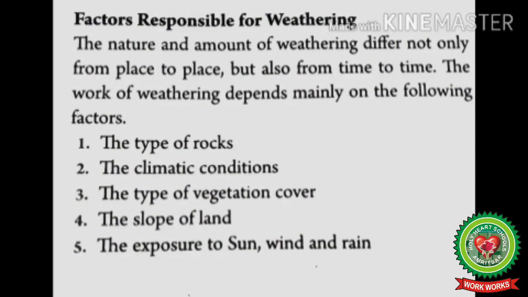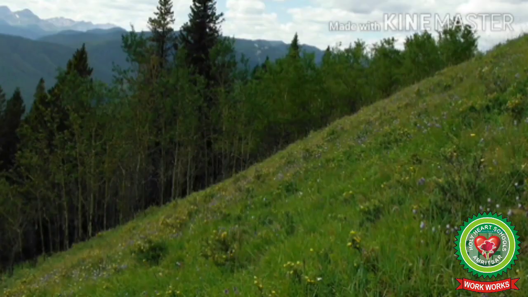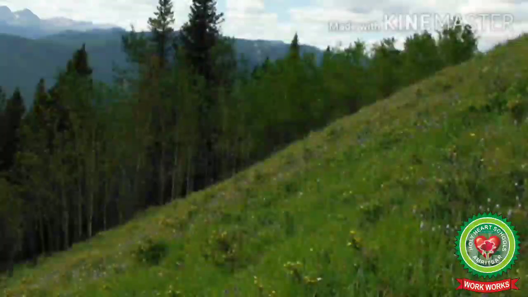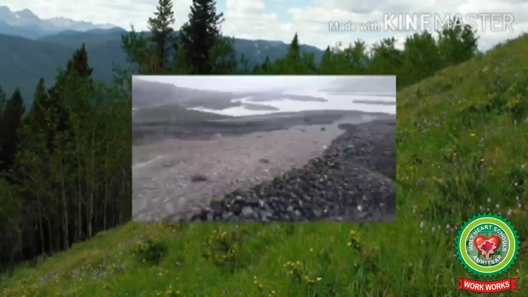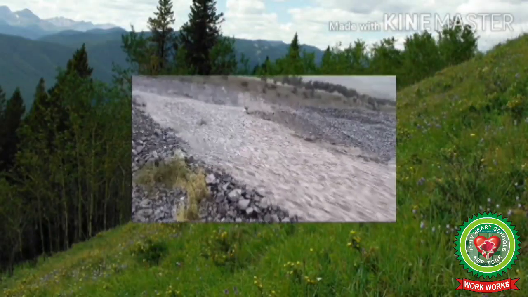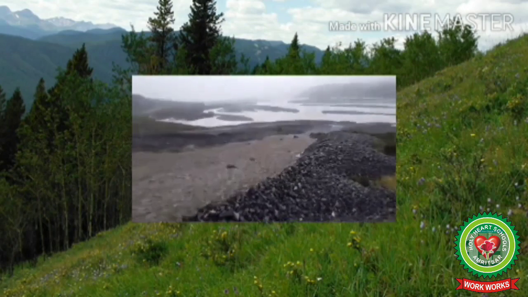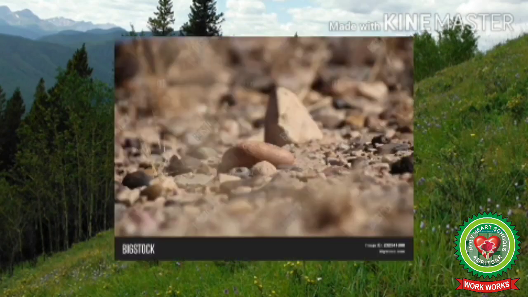Next we have slope of the land. The steep sides of the mountains and hills make water flow down them faster. Fast moving water has more energy to break down rocks than slow moving water. Therefore, rocks on steep slopes can weather faster than the rocks on level ground.